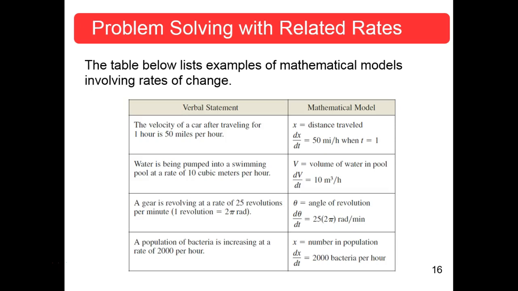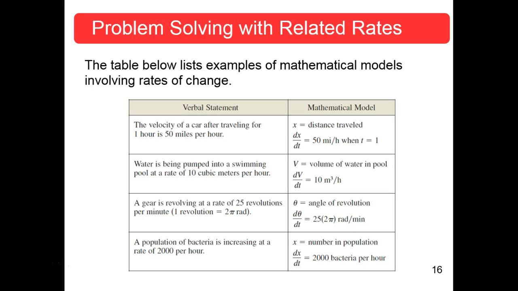A gear is revolving at a rate of 25 revolutions per minute. One revolution is 2 pi radians. So 25 revolutions per minute would be 25 times 2 pi, so dθ/dt is equal to 50 pi radians per minute. dθ/dt is 50 pi radians per minute.